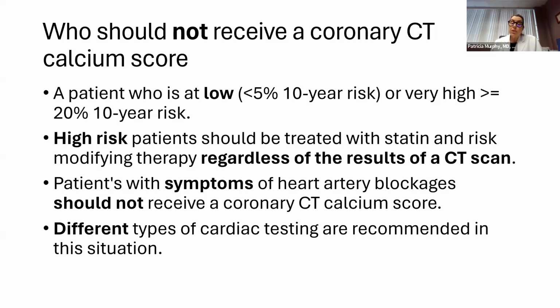So high-risk patients should be treated regardless of the result of a CT scan. So we don't do a test if it's not going to change our management. So those people should not be getting a CT calcium score. And importantly, patients with symptoms that could be consistent with heart artery blockages should not receive a coronary CT calcium score. Different cardiac testing is recommended in that situation. So it's not a diagnostic test, CT calcium score, it's a screening test. And we're going to talk about that as well.